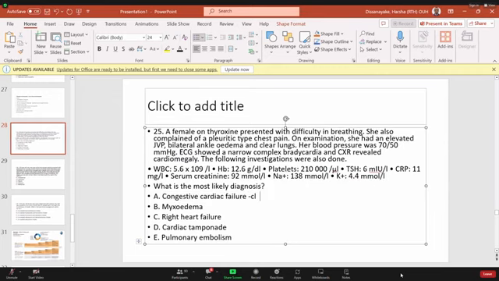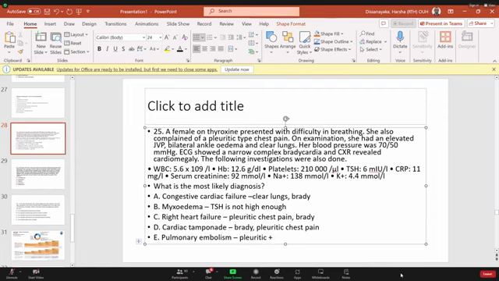Why? Because of clear lungs and bradycardia. Myxedema is out, TSH is not high enough, but everything else is compatible. Right heart failure is out because of pleuritic chest pain and bradycardia. Cardiac tamponade is also out because of bradycardia, and you could say pleuritic chest pain. And pulmonary embolism is also out because pleuritic chest pain plus right heart failure is rare to co-occur.